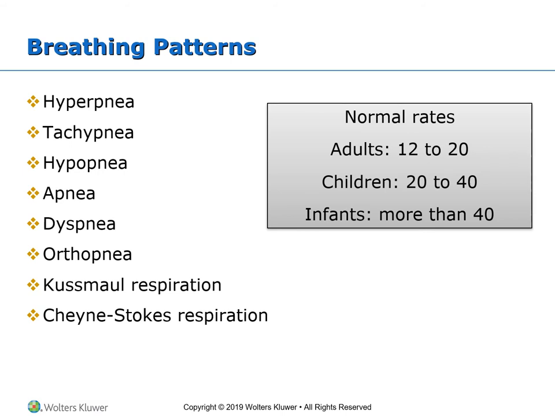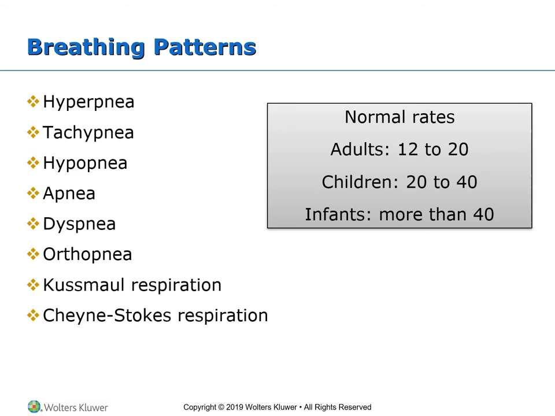Orthopnea refers to a difficulty in breathing that is relieved when the patient is sitting or is propped by pillows in bed, or when leaning over a chair. Kussmaul respiration is a deep and rapid respiration that is typical for acidotic states or conditions. It's very commonly seen whenever we have a crisis of uncontrolled diabetes.